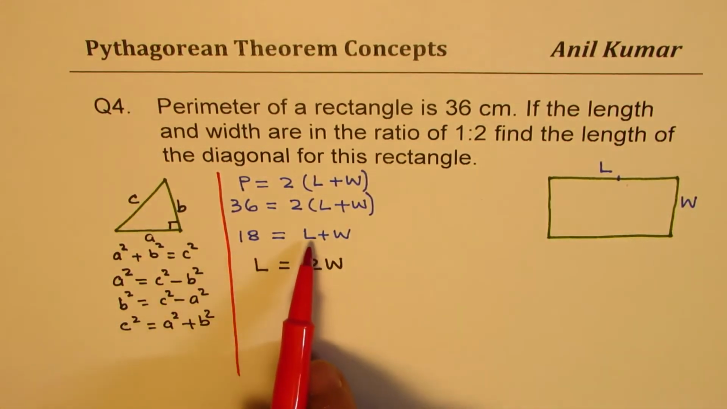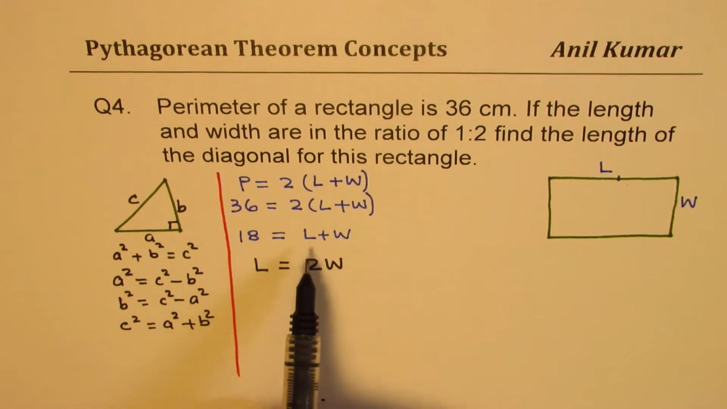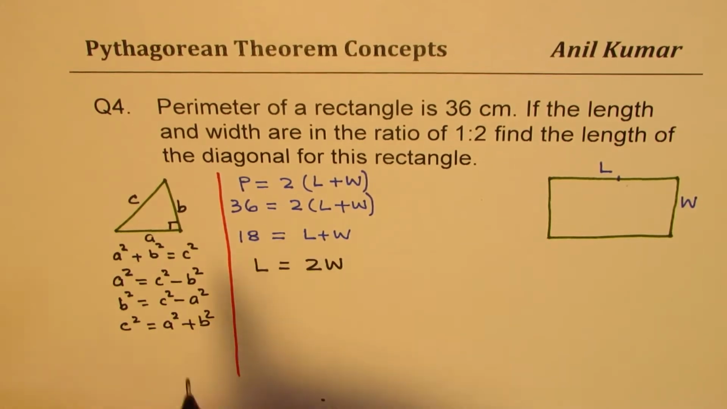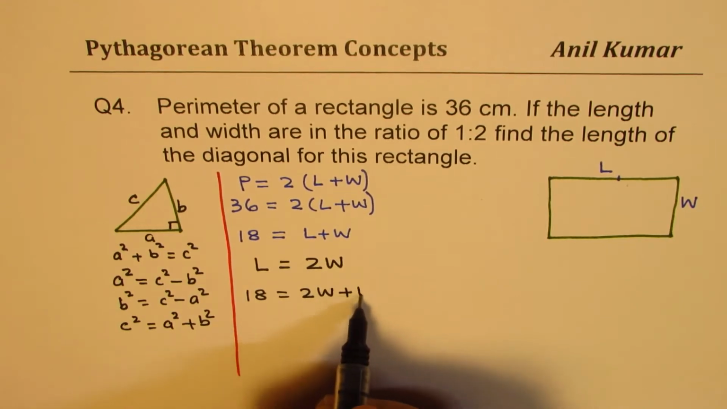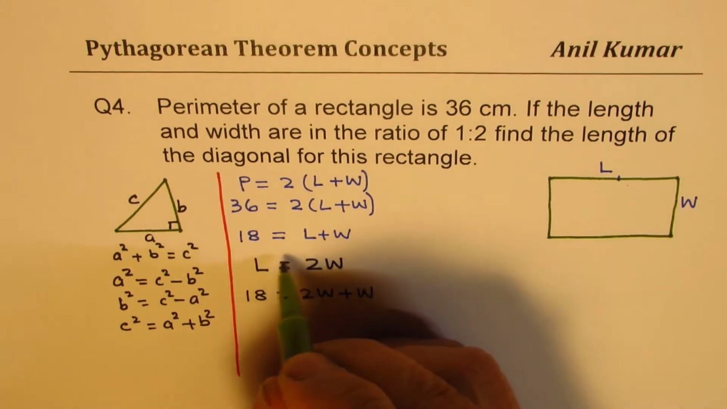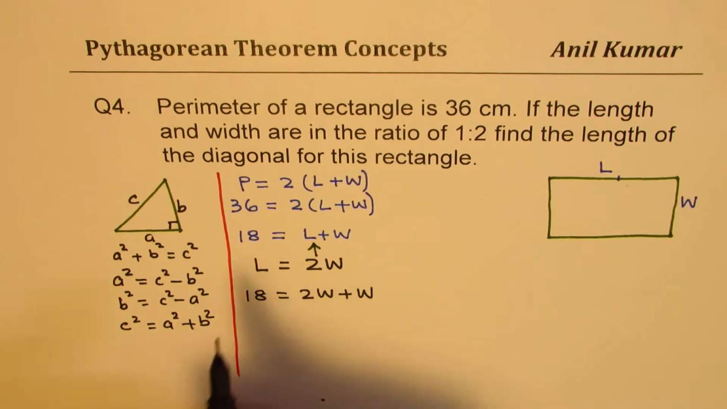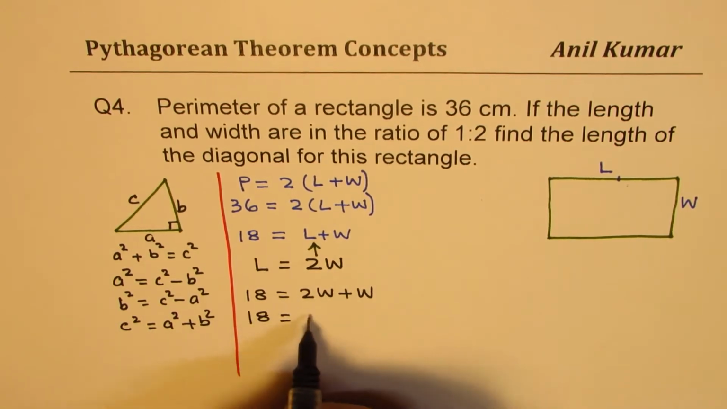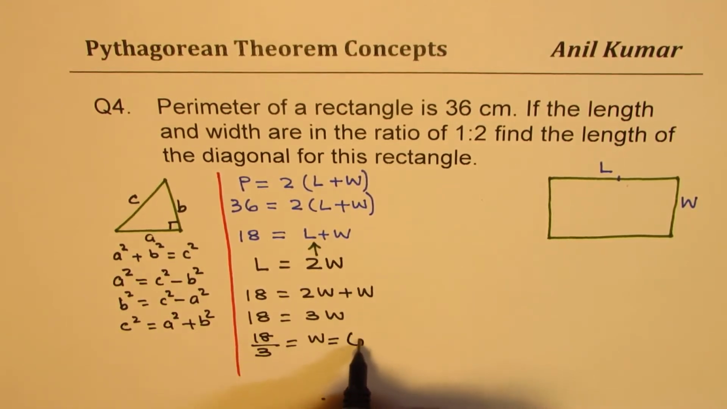So for length plus width of 18 and length being twice the width, what could be the solution? One way is to write length as twice the width in our equation. So we can say 18 equals twice the width plus width. Since what we did here, we substituted 2w for length. So that gives you 18 is 3 times the width. So width should be 1/3 of 18, and that should be equal to 6.